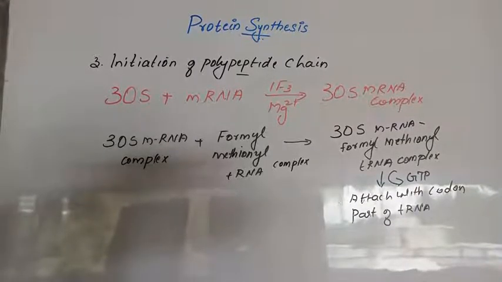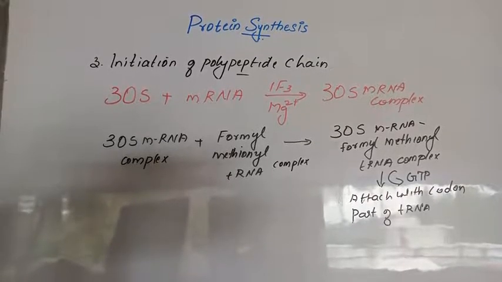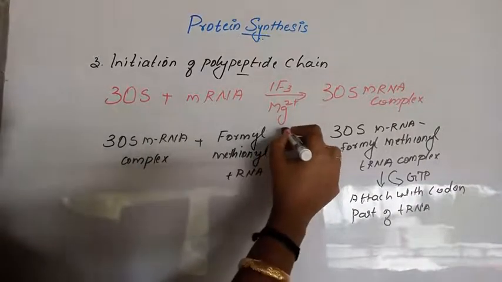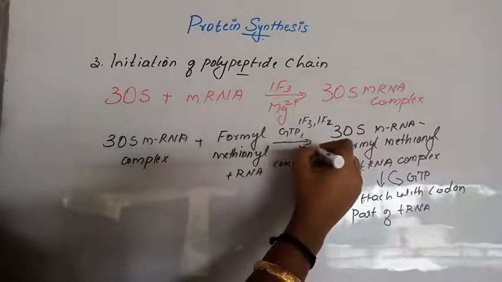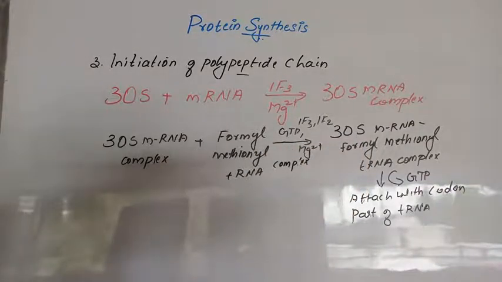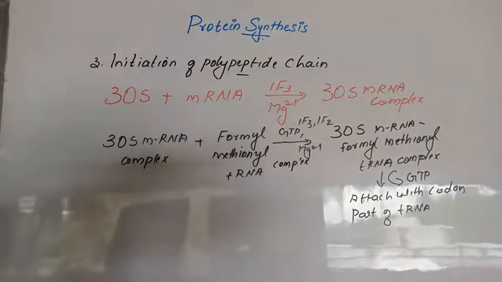So what will be the reaction? The 30S mRNA complex along with the formyl methionine tRNA complex, by utilizing one energy molecule, that is GTP, in the presence of two initiation factors and a cofactor, will give the 30S mRNA formyl methionine tRNA complex. Here one GTP is used, then the initiation factors IF3 and IF2, then the cofactor Mg2+. So the 30S mRNA complex along with the formyl methionine tRNA in the presence of GTP, IF3, IF2 and Mg2+ will produce the 30S mRNA formyl methionine tRNA complex, which attaches to the codon of the mRNA.